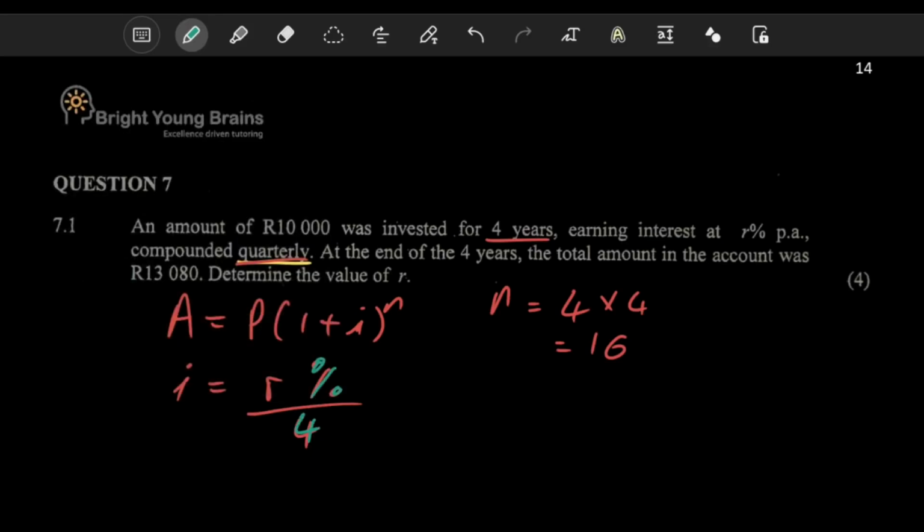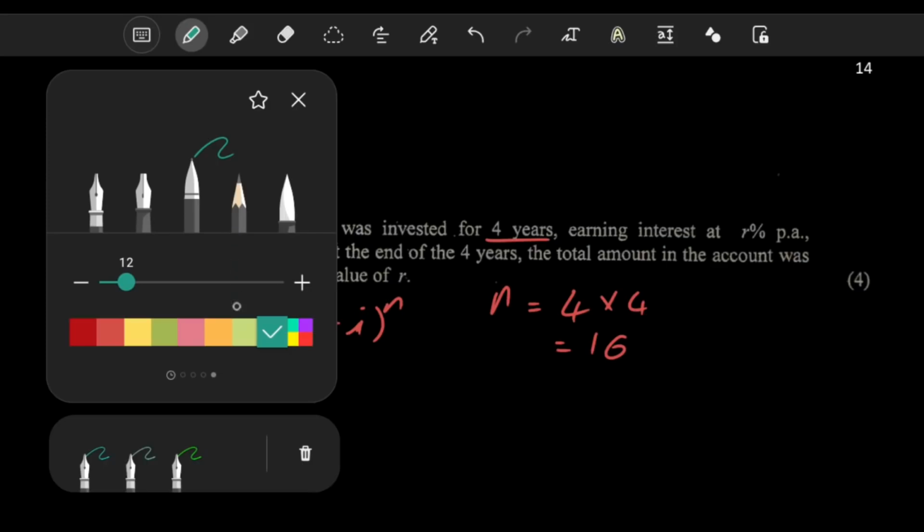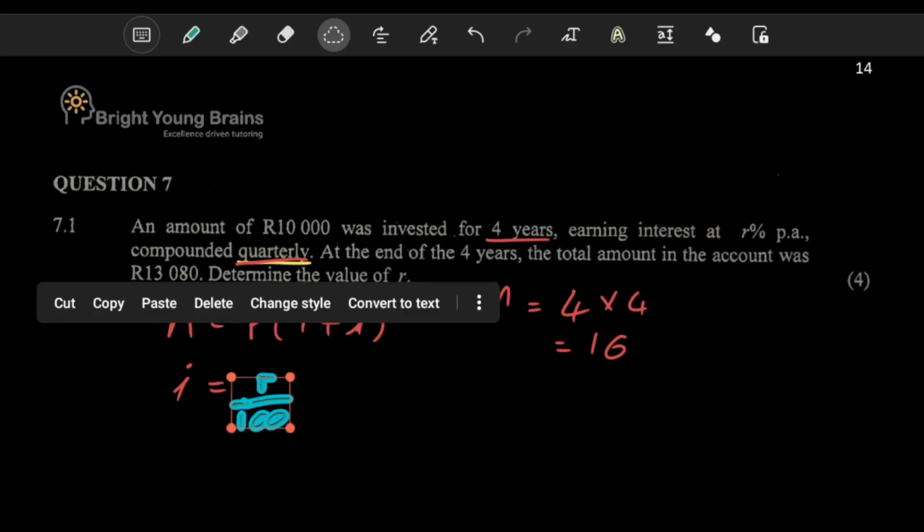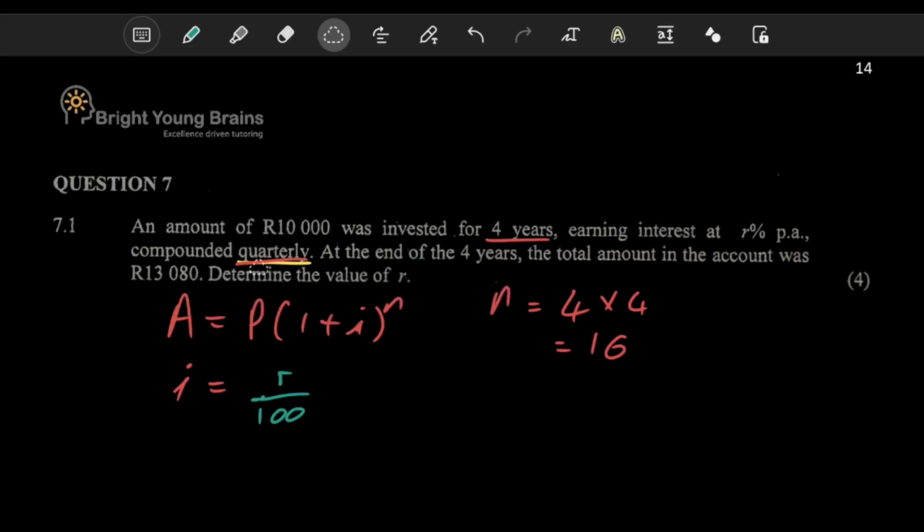So remember this percentage symbol. If you want to use it, you can use it. But for the sake of not confusing anyone, what's the easiest way for me to write this? Your interest, whatever it is, it's over 100, because that's what the percentage symbol means. The percentage symbol means that your value is over 100. Now, obviously, it's compounded quarterly. So down there where the 100 is, you have to multiply that value by 4, because you're just taking a percentage and dividing it by 4. So this just comes out as R over 400.